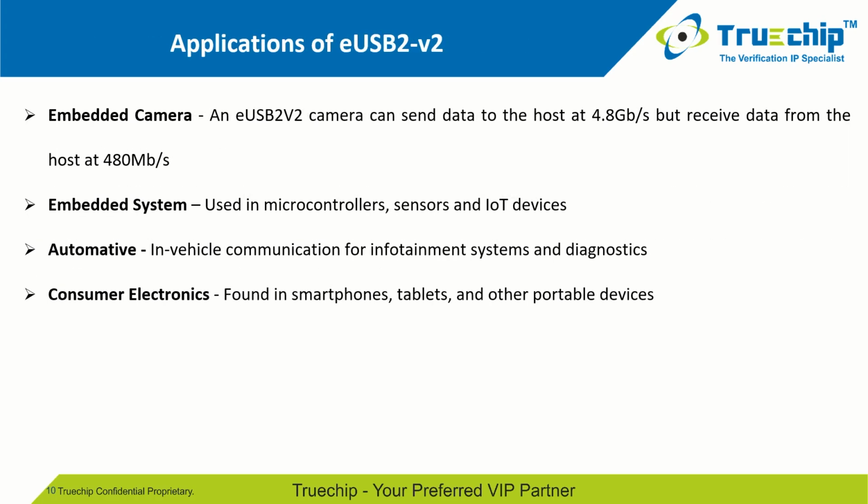Now, let's talk about the applications of eUSB2 v2. One of the major applications is embedded camera. An eUSB2 camera can send data to the host at 4.8 Gbps but receive data from the host at 480 Mbps. It is used in various embedded systems such as microcontrollers, sensors, and IoT devices.